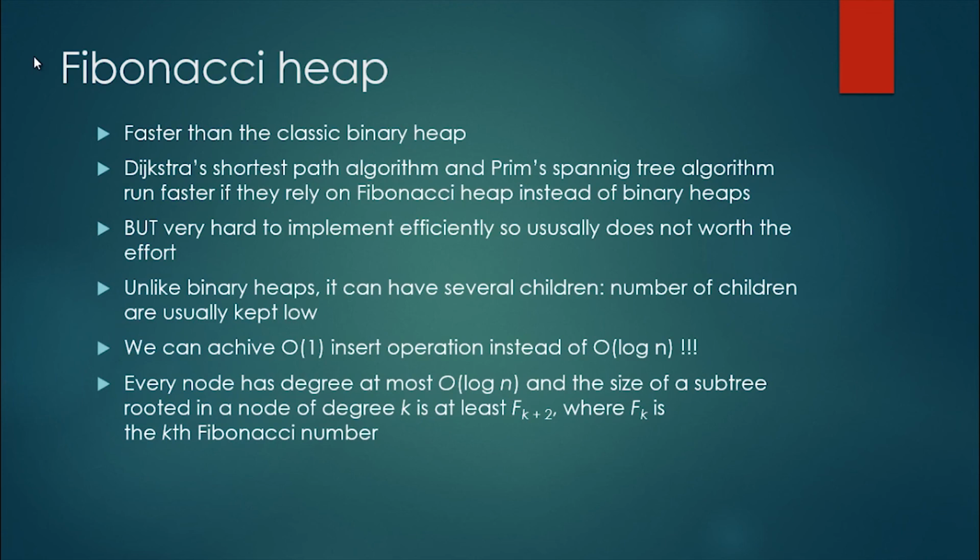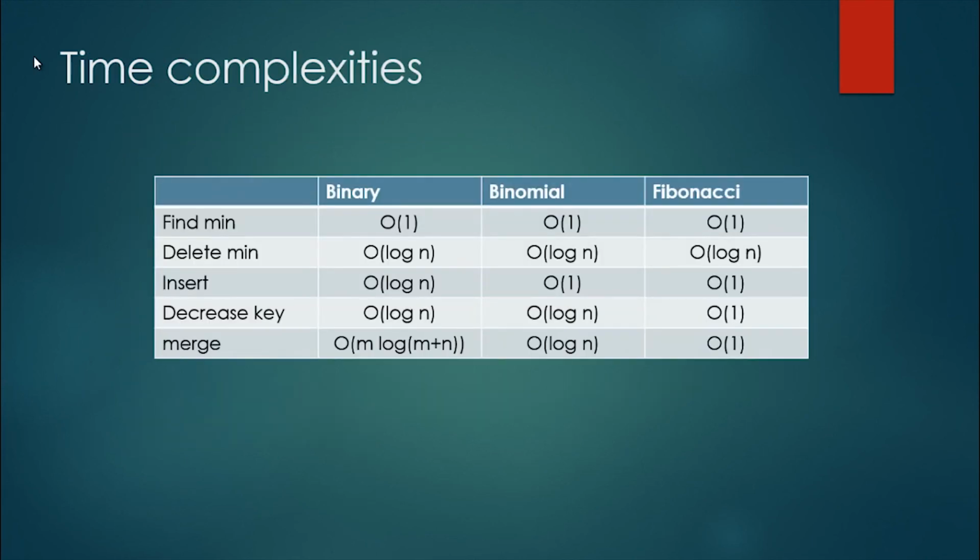Every node has degree at most O(log n), and the size of a subtree rooted in a node of degree k is at least F(k+2), where F(k) denotes the kth Fibonacci number. So that's why it's called the Fibonacci heap. It's very, very hard to implement it efficiently, and that's why we usually do not bother about it. It's good to know about that. Fibonacci heap is very efficient.